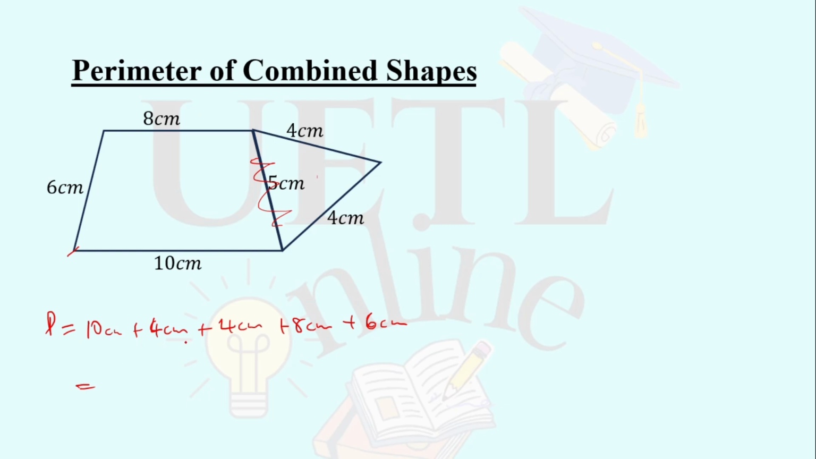Our next duty is just to add all of this and find our answer. Here we can see we have 8 plus 8, which becomes 16. 16 plus 6, you're going to get 22. 22 plus 10, you're going to get 32. So this is the perimeter. This means that the perimeter of this is 32 centimeters.